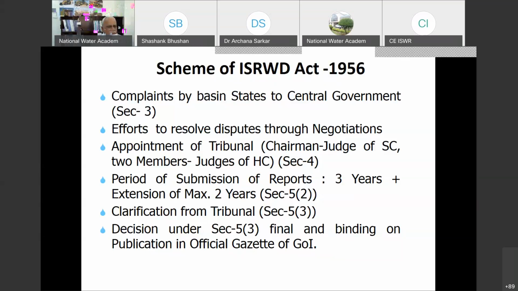The central government approaches the Supreme Court for appointment of a chairman, and the Supreme Court suggests the names of 3 persons: one sitting judge from the Supreme Court and 2 sitting judges from the high courts. What is being watched is that none of the 3 judges have any interest in the party states. That means they are out of the concerned states.